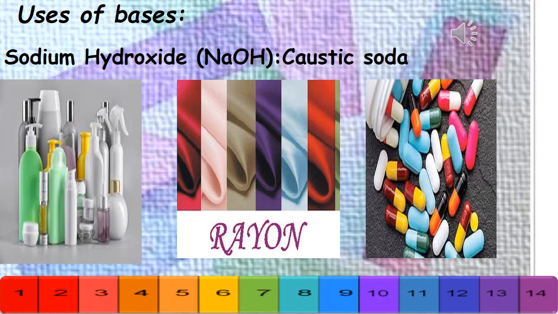The second base is sodium hydroxide, which is the strongest base. The molecular formula is NaOH. The common name is caustic soda. It is used in the manufacturing of many household items, such as soaps, detergent. Okay, it is also used in the textile industries for the manufacturing of synthetic fiber such as rayon. It is also used in many medicines, and it is mostly used in the household to clear the choked drains.